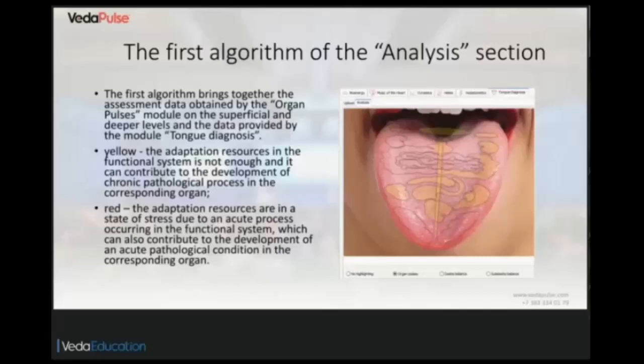You can see here 2 colors to highlight organs, yellow and red. Yellow color means that this particular system of organs feels a decrease in the adaptation potential because the corresponding organ is involved in a chronic pathological process. For example, here you can see that particular zones are highlighted with yellow color. First of all, that is the uterus zone, then the right ovary zone, the right kidney zone, and the ascending part of the large colon zone.